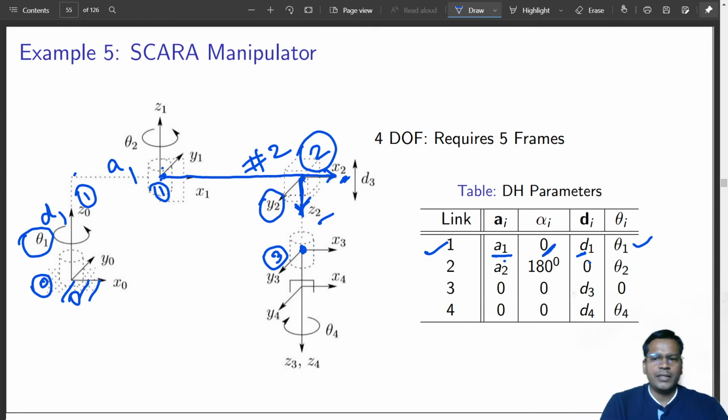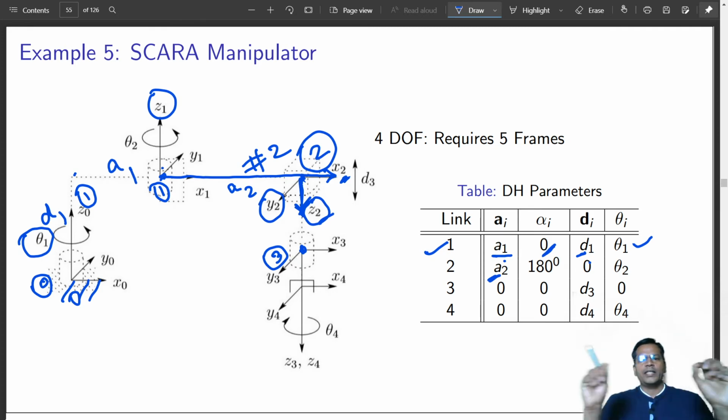There is a distance between the two z-axes, z1 and z2, and that distance is given by the link length. So this is a2. As there is no travel between z1 and z2, both are in a single line, it is not going up and down. So there is no travel along the z axis, so the offset is 0.